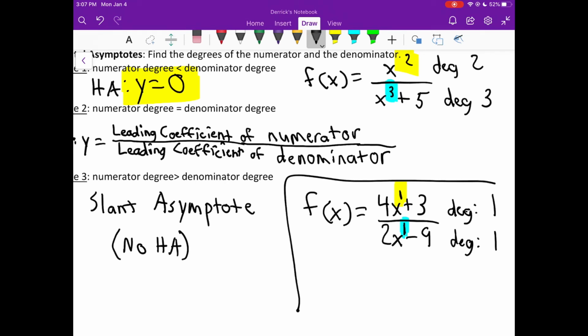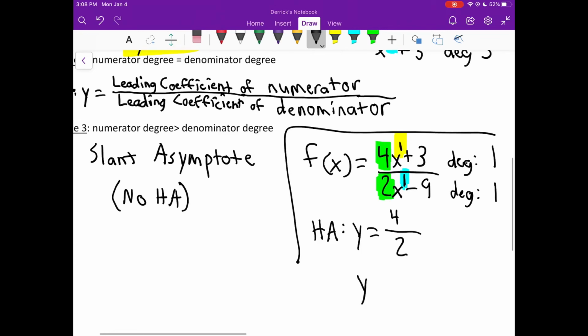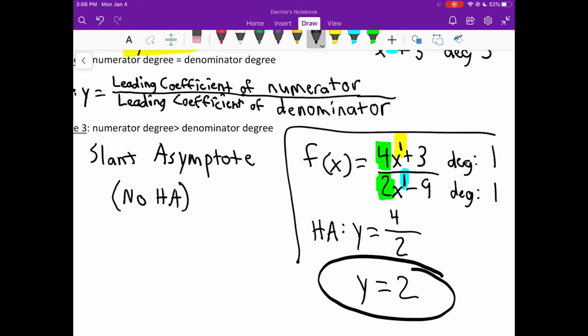So in order to find my horizontal asymptote, I would need to take the leading coefficient of the numerator divided by the leading coefficient of the denominator. Well, the leading coefficient of my numerator would be this 4, because that's the number in front of the variable with the highest exponent. Likewise, the leading coefficient of my denominator would be 2. So my horizontal asymptote, it's always y equals, and this time it'd be y equals the leading coefficient of the numerator, aka 4, divided by the leading coefficient of the denominator, aka 2. What is 4 divided by 2? It's simply 2. So our answer would be y equals 2 for the horizontal asymptote of this example.